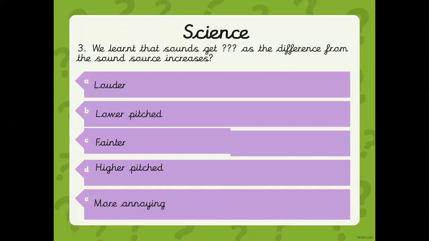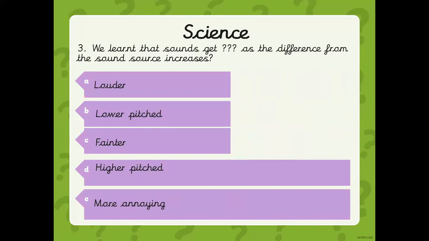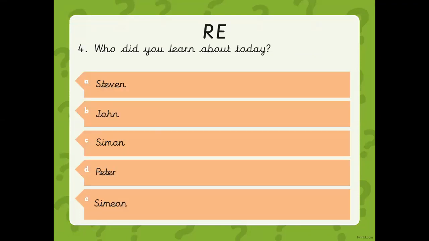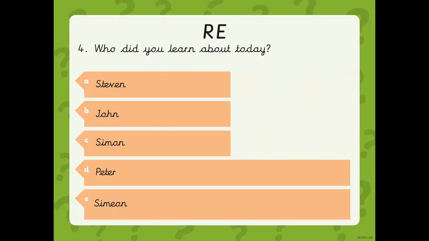Your science question. Sounds get what as the distance from the sound source increases? The correct answer is C, fainter. Question 4, RE, who did you learn about today? The correct answer is E, Simeon.